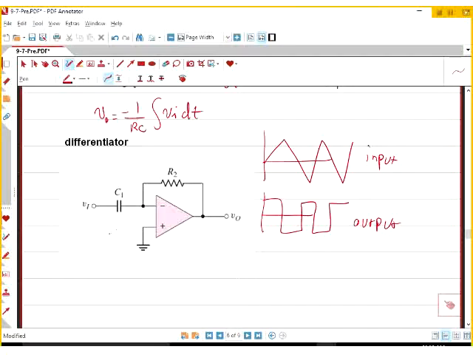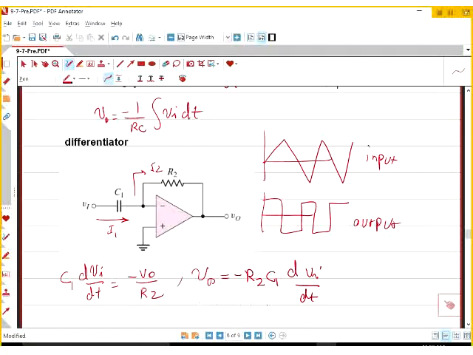And then you say, well, that's I1, I2, so C1 d VI over dt, that's your I1, equals minus VO divided by R2, and you can find the gain equation, which is a differentiator, VO equals minus R2 C1 dVI/dt.